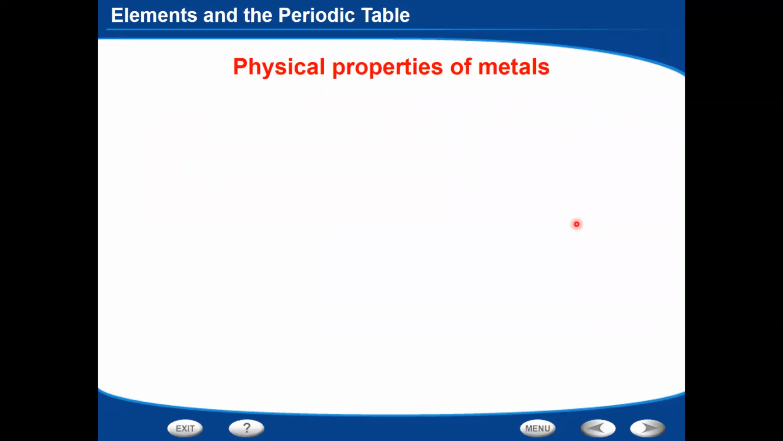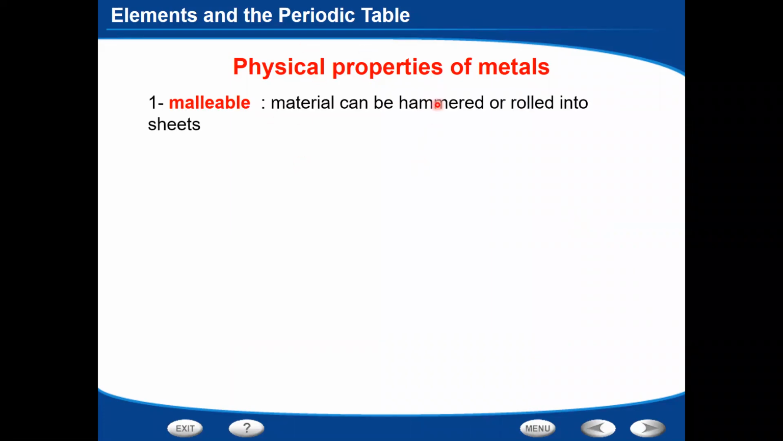Then I will give you an unknown object, and I will ask you, is this object metal or non-metal? Teacher, how do I know? You will know from the properties, the physical and the chemical properties. If you know the physical and the chemical properties of metals and non-metals, of course you will know what the object is that you have. Okay, what are the physical properties of metal? Metal is malleable. What's the meaning of malleable?